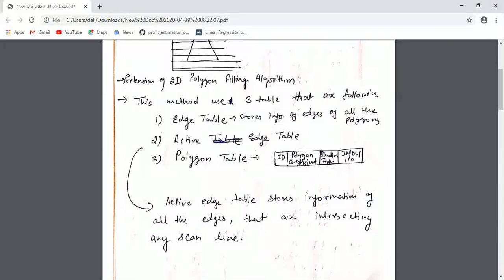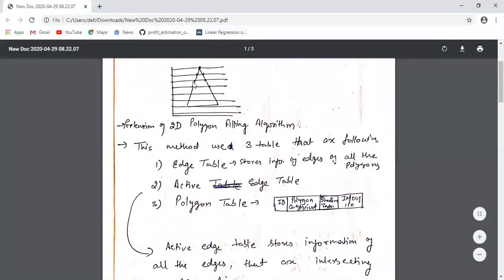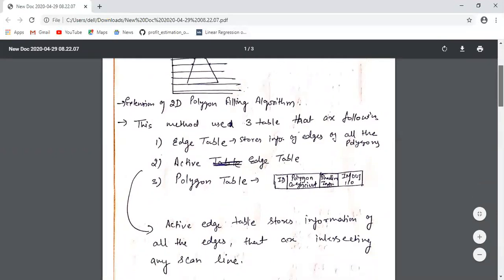The third one is the active edge table. That is the matter of concern here. The active edge table stores the information of all the edges that are intersecting any scanline, because based on these intersection points we find out the closest surface, and we need to render that particular surface. So the active edge table basically stores the information of the edges. For example, this edge is intersecting this scan line, this scan line, this scan line. So it stores information like this.